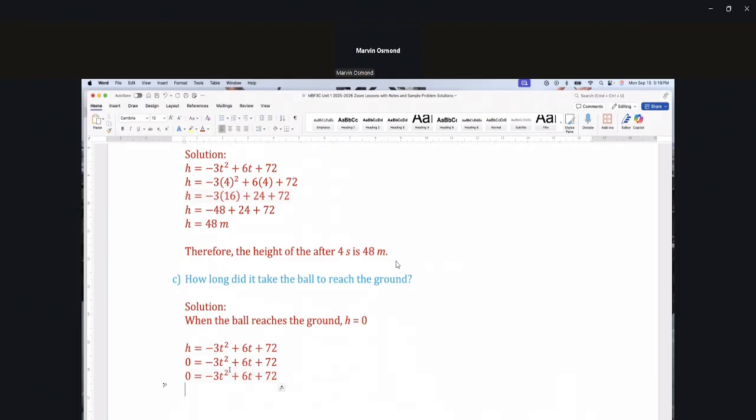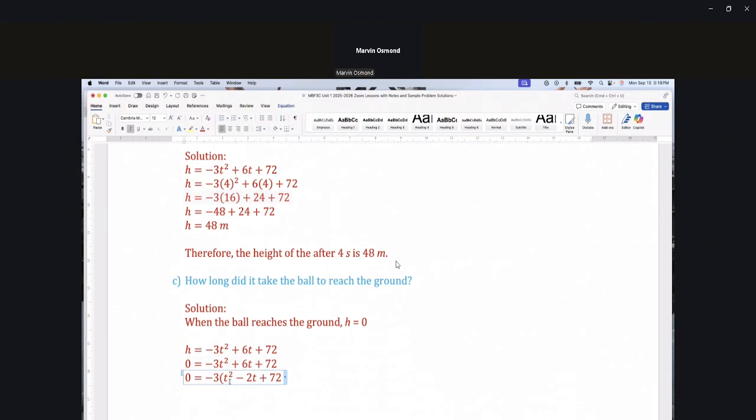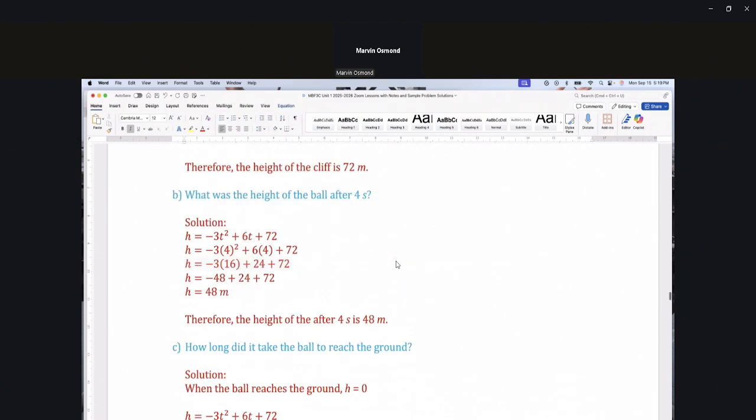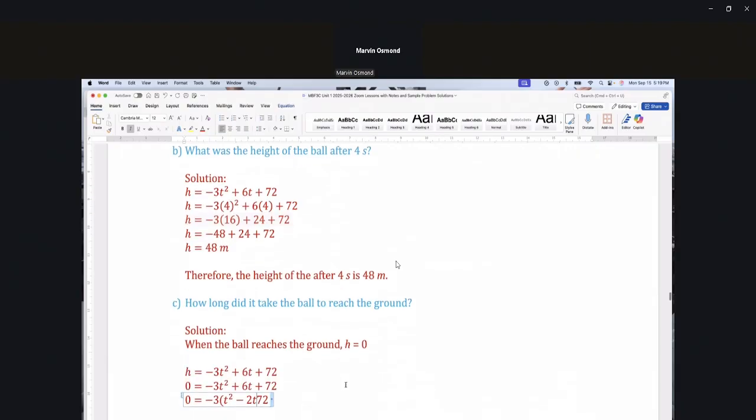But before we can factor the trinomial, we have to factor out a negative 3 because the t squared term has to be by itself. So I need to factor out the negative 3. Negative 3t squared divided by negative 3 is t squared. 6t divided by negative 3 is going to be a negative 2t. And plus 72 divided by a negative 3 is going to be a minus, and 72 divided by 3. And again, if you need to use a calculator, that's fine. It's going to be 24.